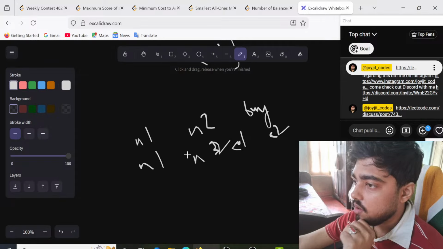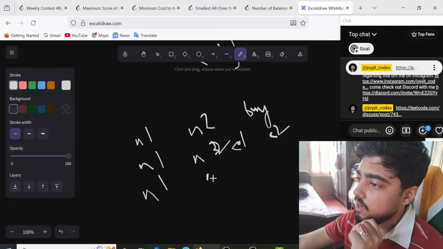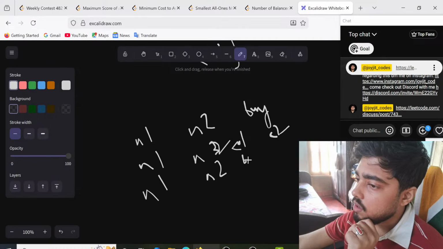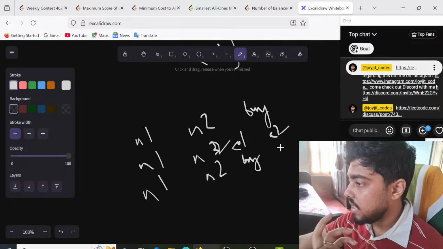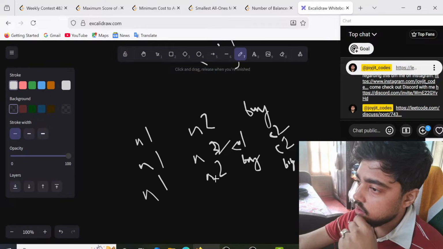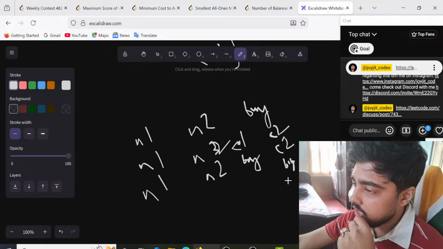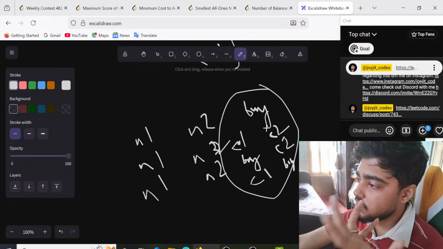Another possibility. You have need one, you have need two. Put buy both on need one, and whatever is remaining in need two, use that with C2, or vice versa. Put buy both on need two, and whatever is remaining, put it on C1. Whichever is going to give me the minimum among all 4 of them is my answer.